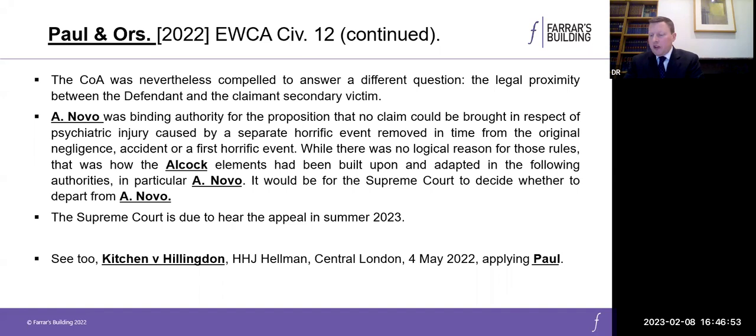And I won't go into the details of the case, but a readily digestible summary applying the Court of Appeal decision in Paul, that a claim can't be brought in respect of psychiatric injury where there's a separate horrific event removed in time from the original negligence, was applied in the case of Kitchen and Hillingdon, again later on last year.